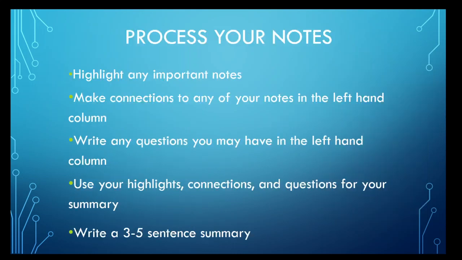Okay. All right, so those are the end of the examples for each of the types of chemical equations. So go back, highlight any important notes. You're going to make connections to any of your notes in the left-hand column. Write any questions you may have in the left-hand column. Use your highlights, connections, and questions for your summary. And then in the end, write a 3 to 5 sentence summary. If you guys have any questions, please do not hesitate to ask.